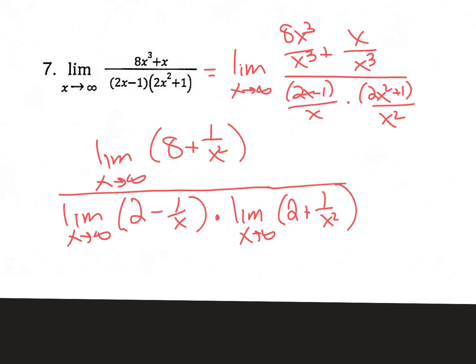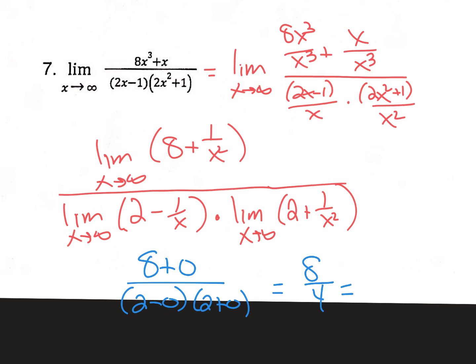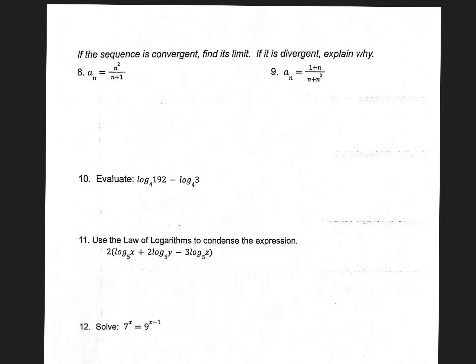All right, to finish this up, let's take all three limits. My numerator is going to be 8 plus 0. My denominator is going to be 2 minus 0 times 2 plus 0. That ends up being 8 over 4, which is just 2. All right, hope that makes some sense.